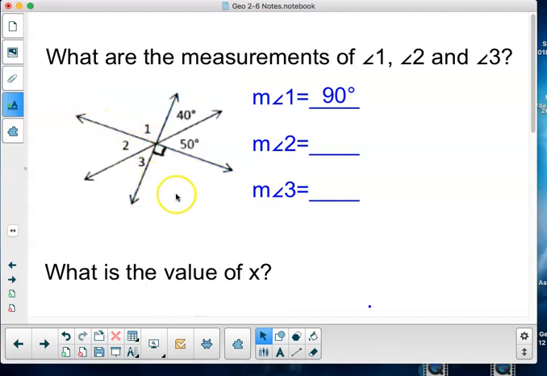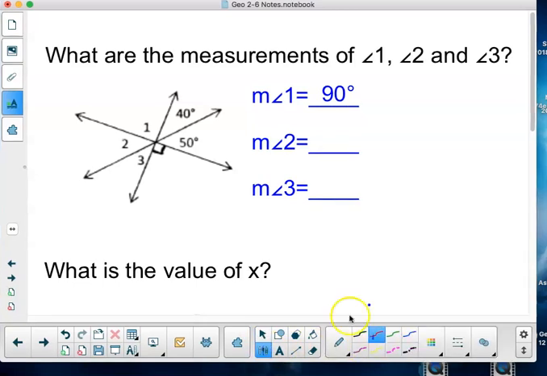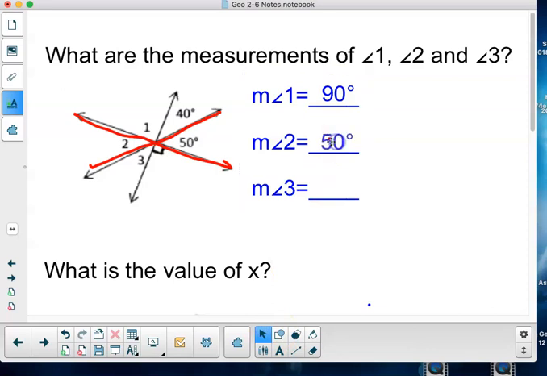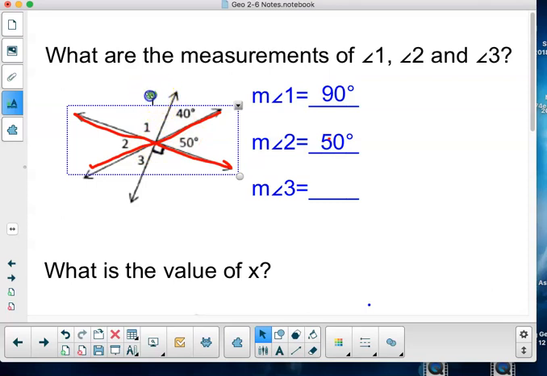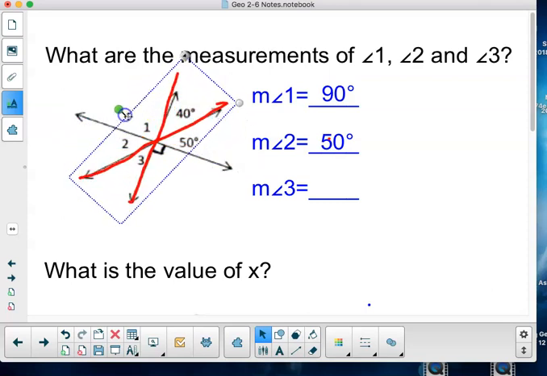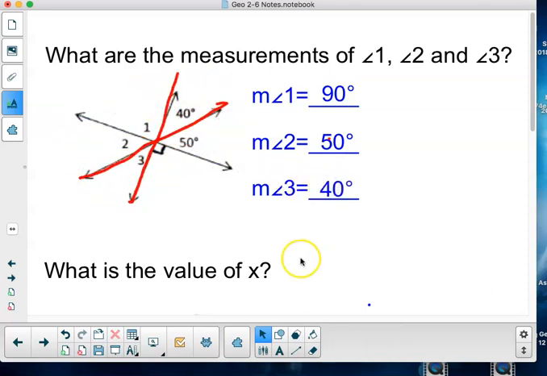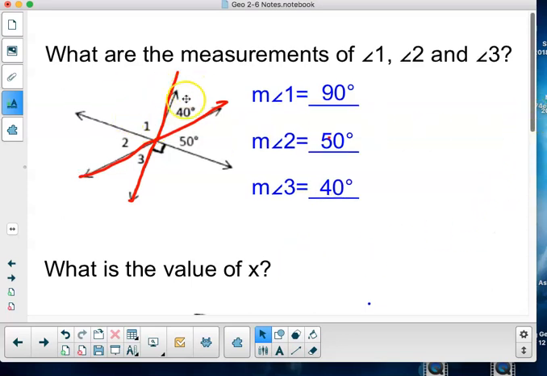Okay, angle 2. If I look at angle 2 here, angle 2 is opposite rays, so angle 2 must be 50. And then angle 3, using the same idea, highlighting the 40, is going to be 40 degrees. So keep those in mind as we're going. They're fair game when I'm asking you to find measures.